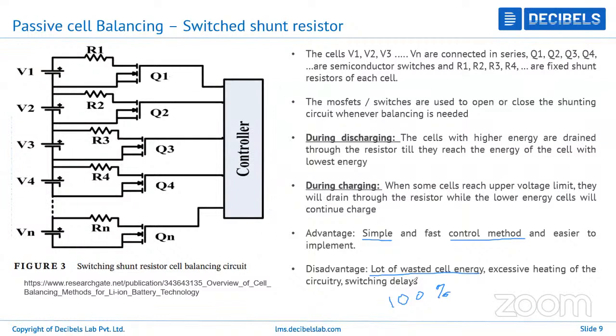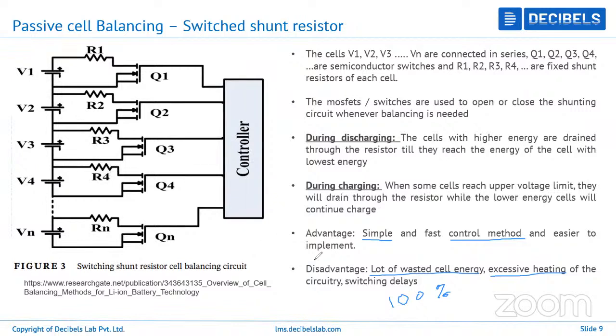But then, as I said, the disadvantage is that a lot of heat is generated, right? So that can cause degrading of the circuitry. It can even cause heating of the batteries also. Some of the heat that is passing through the resistor can then start to heat up the cell also. So this is passive cell balancing.